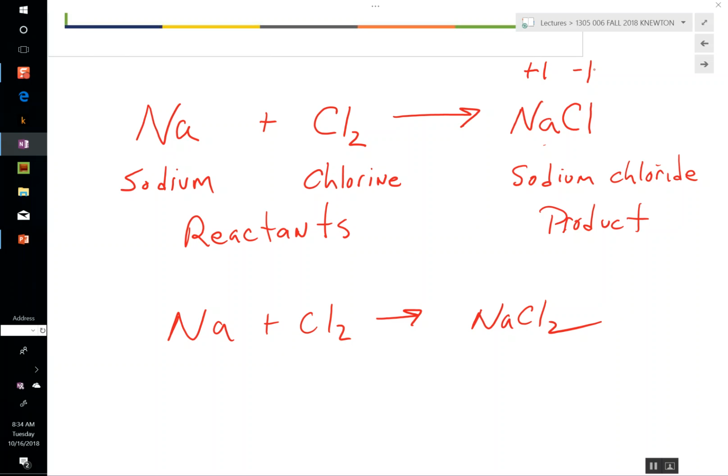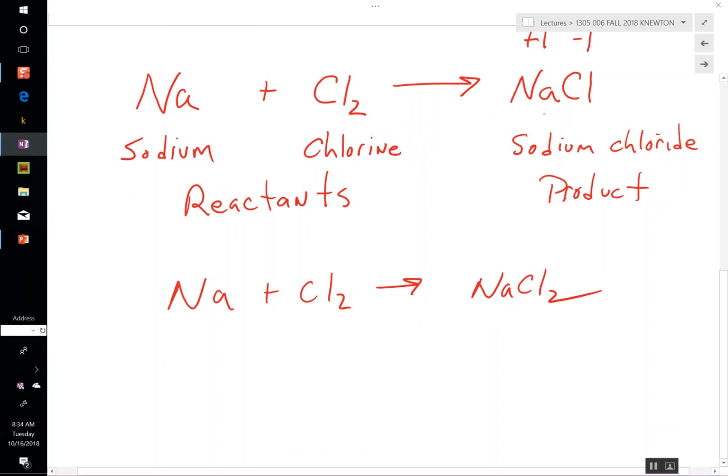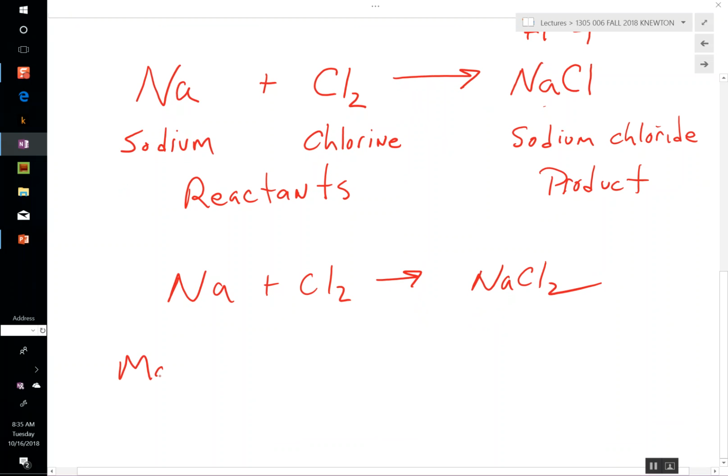All right, so that's a chemical reaction. And there are literally thousands of these. I mean, just to contrast it, I could take magnesium metal and I could react it with chlorine. And it's going to form magnesium chloride. What is its formula? What is the formula of magnesium chloride?